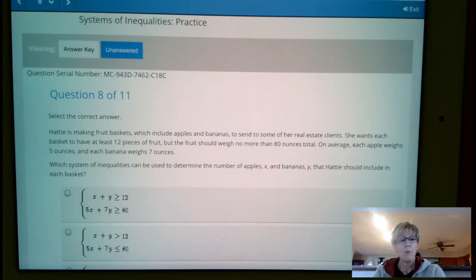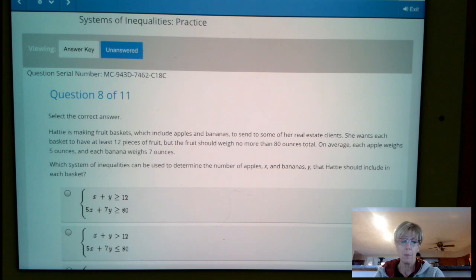Hattie is making fruit baskets, which include apples and bananas, to send to some of her real estate clients. She wants each basket to have at least 12 pieces of fruit, but the fruit should weigh no more than 80 ounces total. On average, each apple weighs 5 ounces and each banana weighs 7 ounces. Which system of inequalities can be used to determine the number of apples X and bananas Y that Hattie should include in each basket?